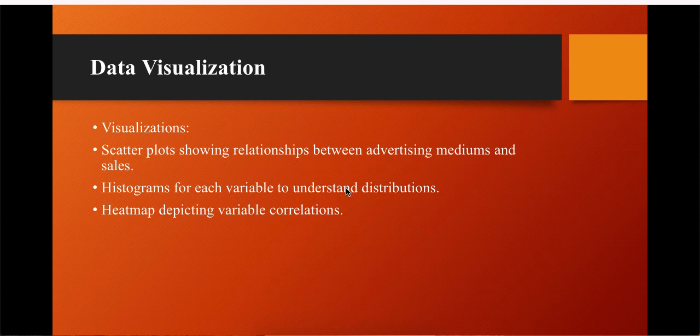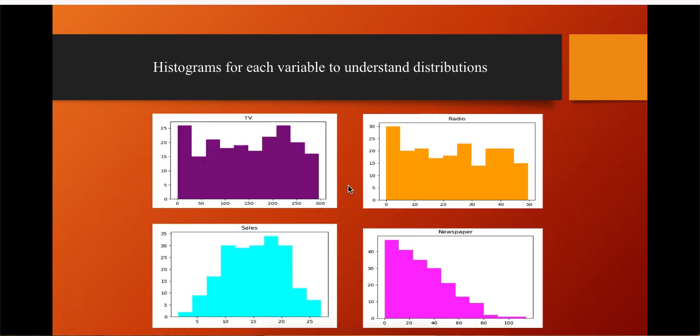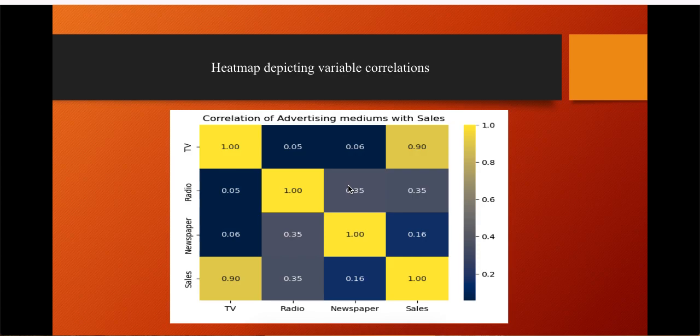Next slide is data visualization. To visualize the relationship between the advertising expenditures and sales, we created scatter plots for each advertising medium like TV, radio, newspaper against sales. Histograms were plotted to understand the distributions of advertising expenditure and sales figures. A heat map was generated to visualize the correlation between the different advertising mediums and sales.